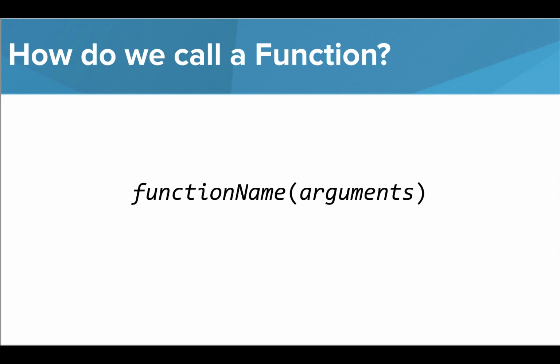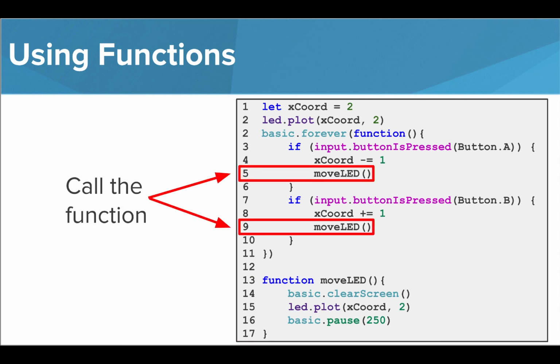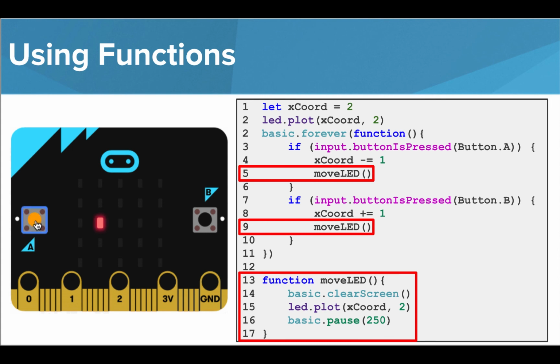Let's take a look at an example. In this program, we are defining a function called moveLED. No parameters are being used, so the parentheses are empty. There are 3 commands inside this function. There are 2 places we are calling the function inside our program, once inside each if statement. So when this program runs, each time button A is pressed, the lit LED moves to the left, and when button B is pressed, it moves to the right using the moveLED function.